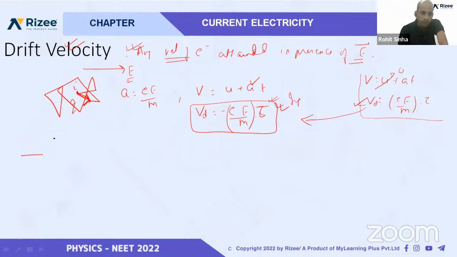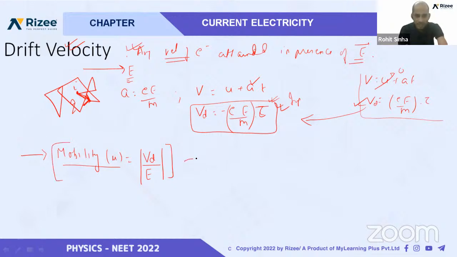Now let me define one more term, that is mobility. Mobility, mu, is defined as the ratio of drift velocity and electric field, the magnitude of this. We say mu is this, and from here we can write Vd is equal to mu into E.